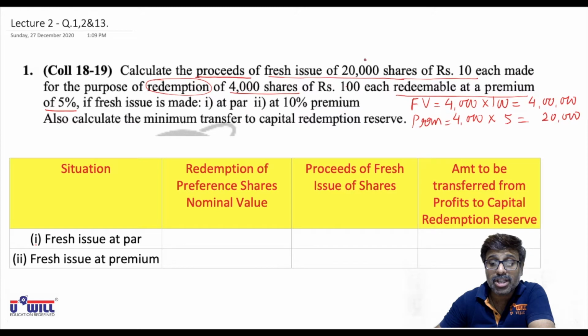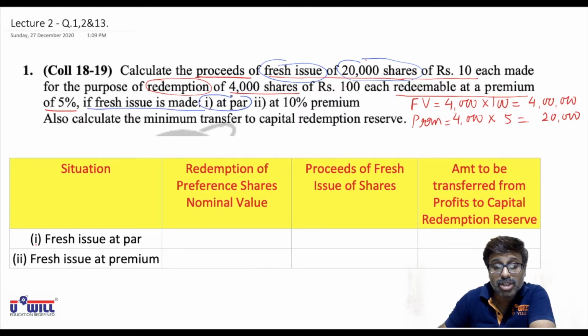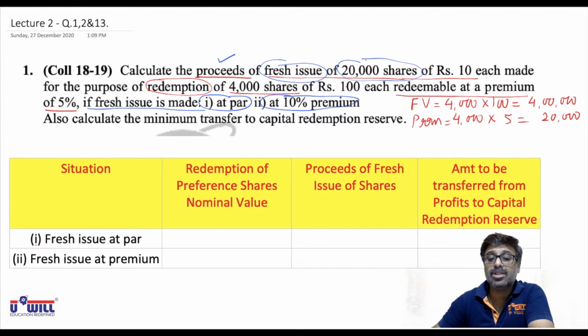Now this fresh issue of 20,000 shares, they say, is made at par in situation 1 and at 10% premium in situation 2. So we have to find the proceeds of the fresh issue of shares. 20,000 equity shares of 10 each may be issued to the public. They are asking you, if these 20,000 shares are issued at par, what are the proceeds? And if these 20,000 shares of 10 each are issued at a premium, what are the proceeds? This is what they are asking you.